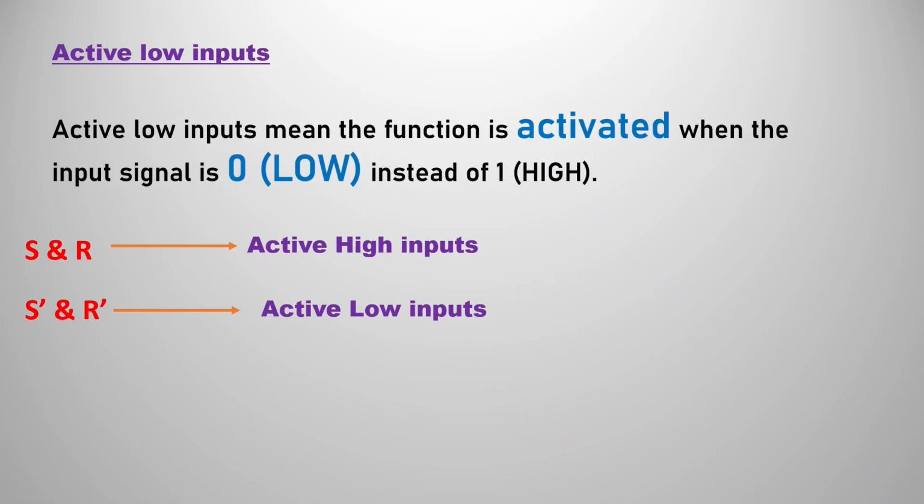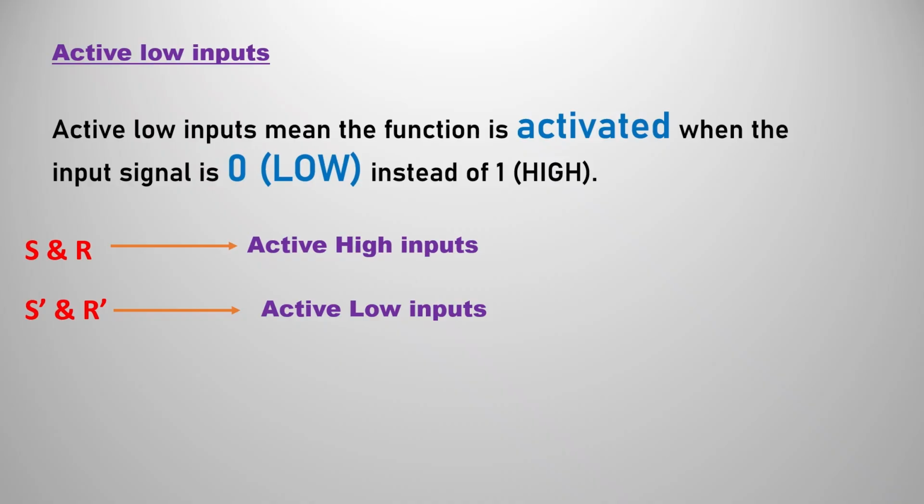Before that, you might get a doubt. In any of the textbooks and majority of the places, you might see the inputs are just S and R, not S bar and R bar, because those are not normal inputs. Those are called active low inputs, meaning they will be active when inputs are low. So active low inputs means the function is activated when the input signal is low, 0 instead of 1.